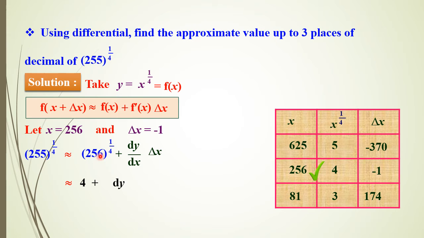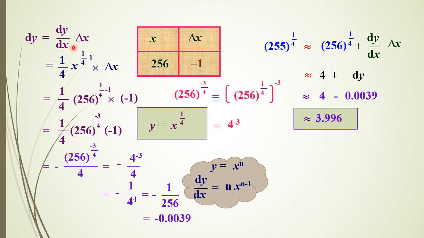Now x is 256, and we know it very well. Then delta y divided by delta x into delta x. Next, we can determine it very easily now. Delta y by delta x, or dy by dx. What is the differentiation of x to the power 1 by 4? It can be written as 1 divided by 4 into x to the power 1 by 4 minus 1, and delta x is written as it is.